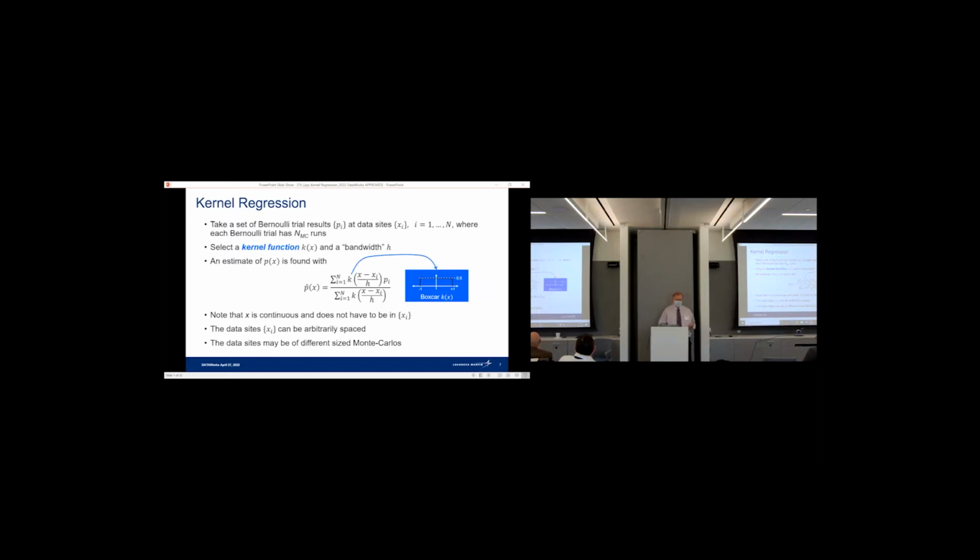If I have Bernoulli data, I can put it in as data sites, pick a kernel function, and just basically do the smoothing average. And it's good everywhere, right? It's interpretable. I can use different data sizes. It doesn't care where the data sites are. And so today, many of you use Latin hypercubes as your simulation design.